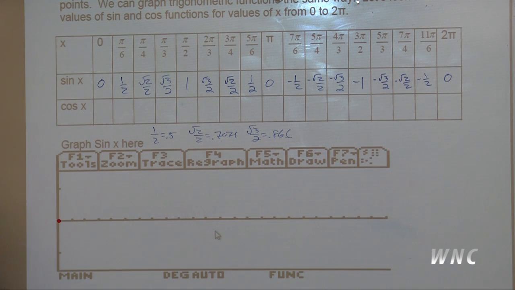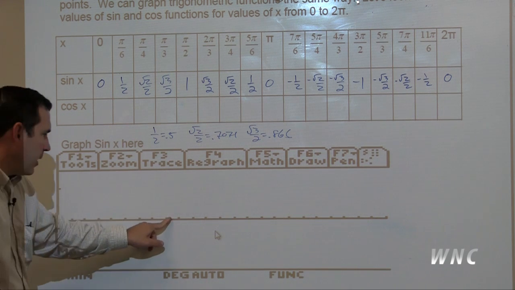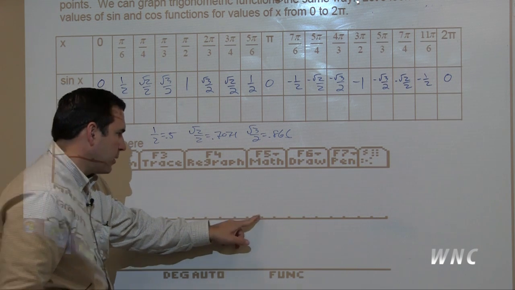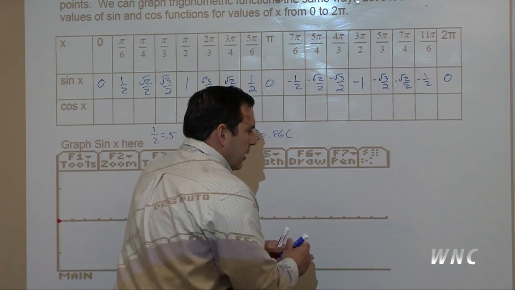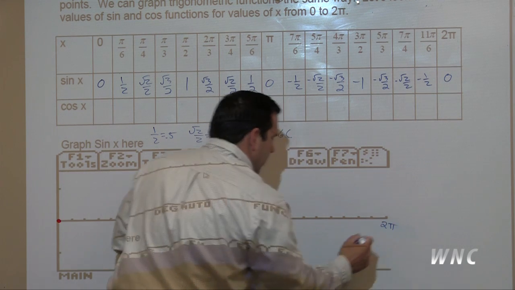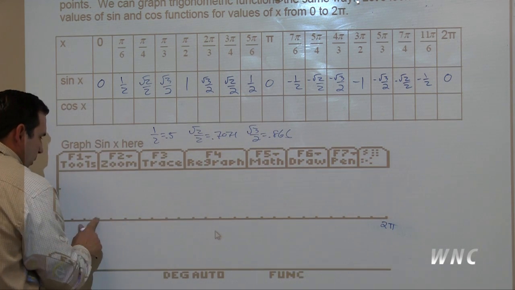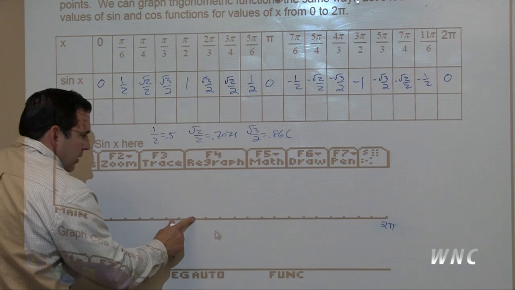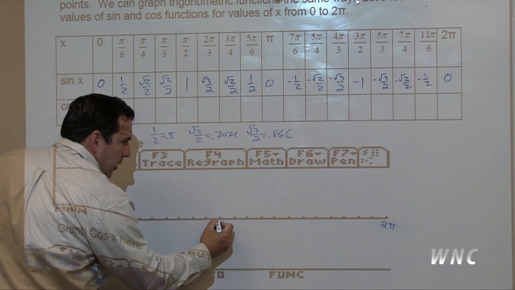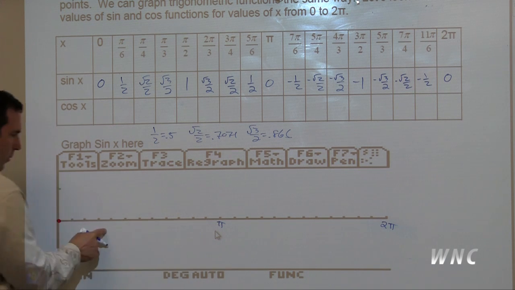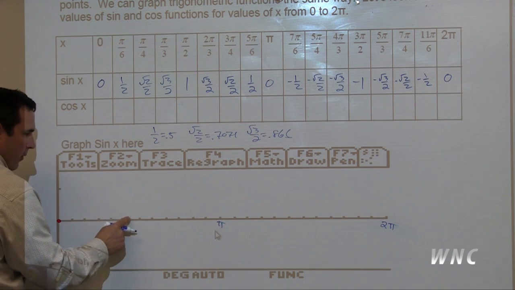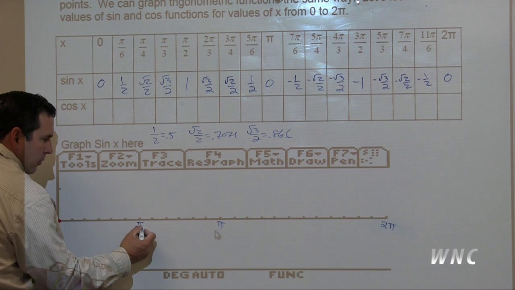Sine of, I probably should label this. I count the tick marks: 1, 2, 3, up to 24. This is the 2 pi mark. Halfway across, 12 tick marks, is going to be pi. Now halfway for that, 6 tick marks, this is our pi over 2.